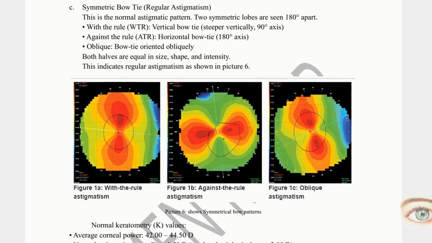You have to see, this right here is a with-the-rule astigmatism. This right here is an against-the-rule astigmatism, and this right here is an oblique astigmatism bow pattern. Now, what do you have to look for in these bow patterns? First, you have to see that the superior and inferior bows have a similar thickness. None of the bows should be steeper, especially the inferior one. The inferior and superior bows should be of uniform thickness.